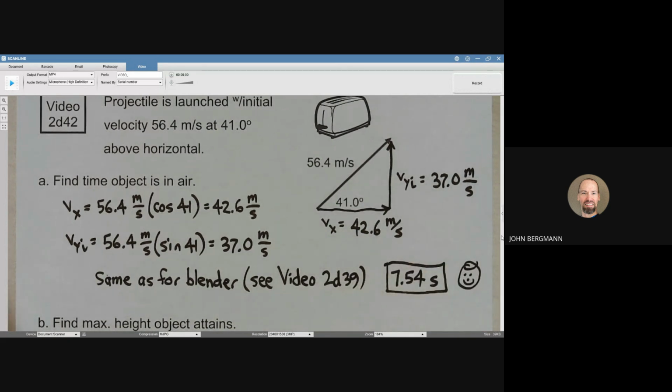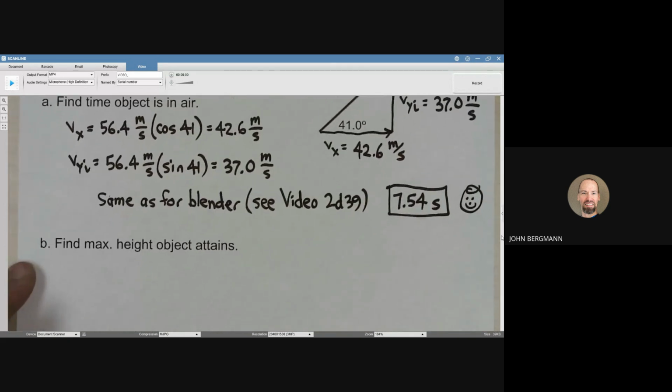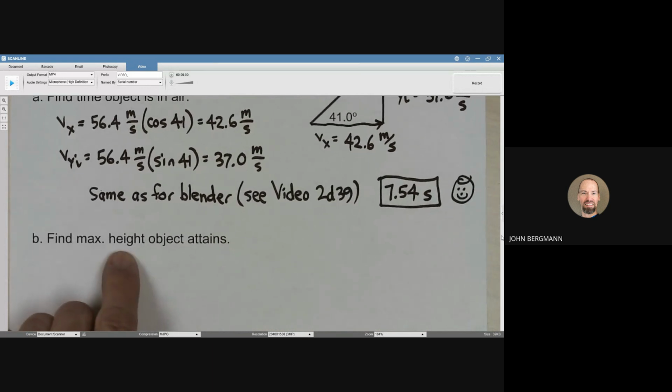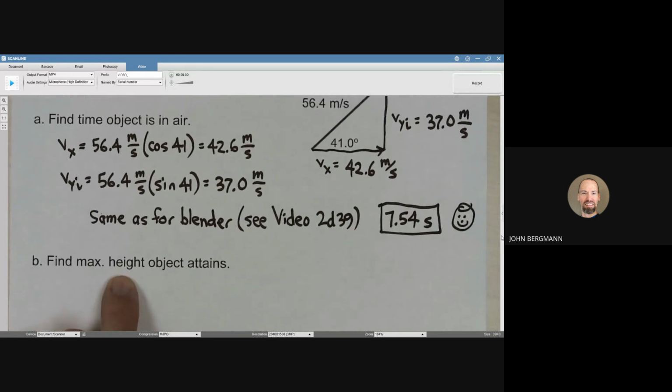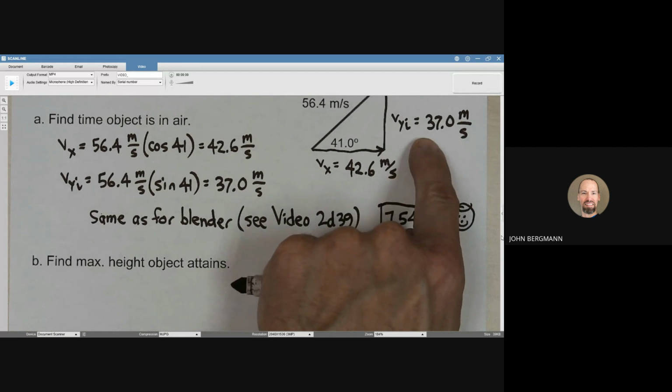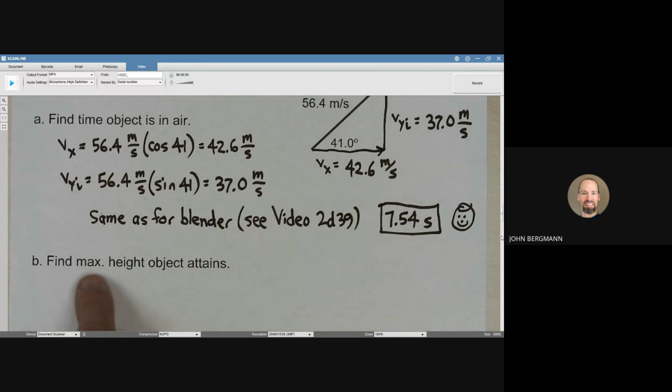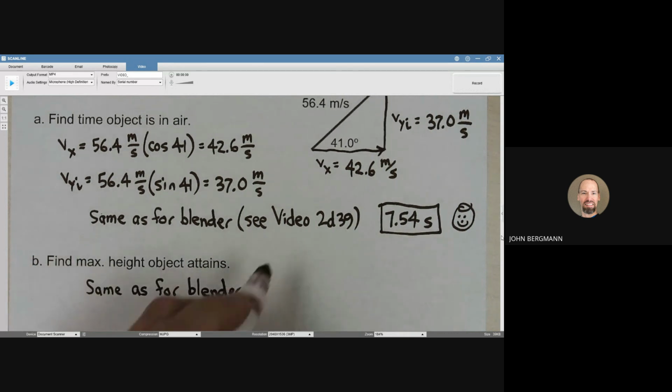horizontal. What about the maximum height that the object attains? Isn't it also true that the maximum height is determined solely by the y velocity? The x has nothing to do with it, which means that this toaster is also going to reach the same exact height that the blender did. So you might need to look in the previous video to figure out what that is. We showed you how that's done. It's going to go exactly the same height.